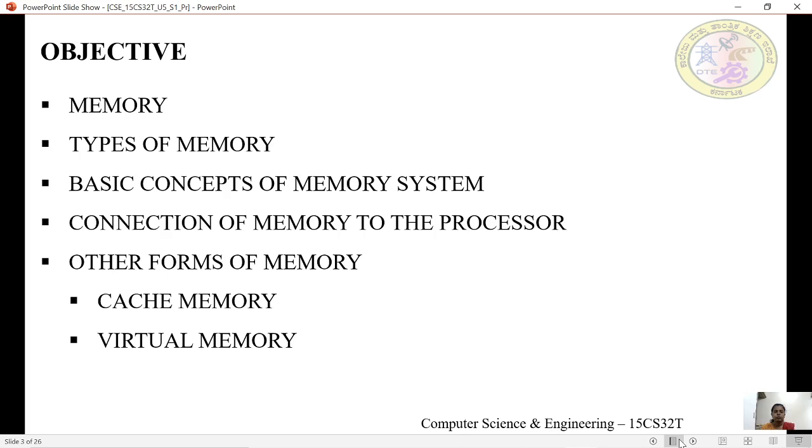Now we move on to today's session. The objective of today's session will be memory, the types of memory, basic concepts of memory system, connection of memory to the processor, and other forms of memory. In that we are going to study cache memory and virtual memory. Let us discuss these topics one by one.